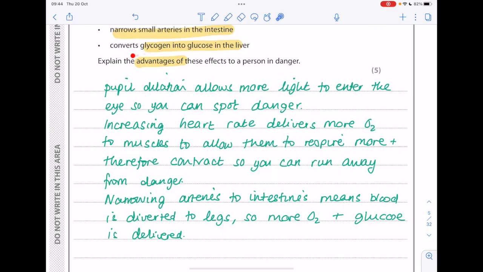And then lastly, converts glycogen to glucose in the liver. We've already kind of talked about the glucose there, and I know I've got plenty of marks. I'll just show you where they're awarded. More light to enter the eye is 1 mark, so you can see danger is 2 marks. More oxygen to the muscles, 3 marks. They can respire more, 4 marks. Muscle contraction, 5 marks. And glucose being diverted to the legs, 6 points.